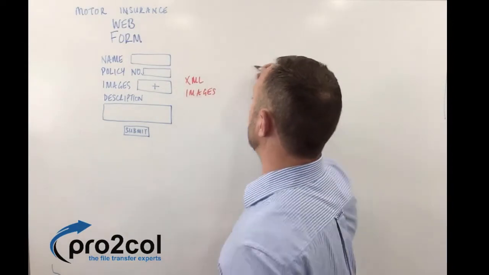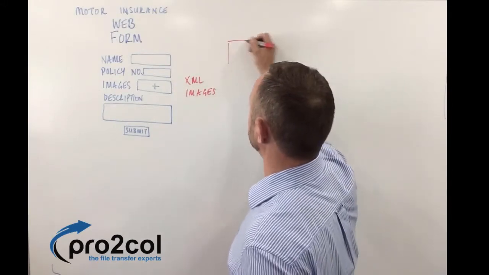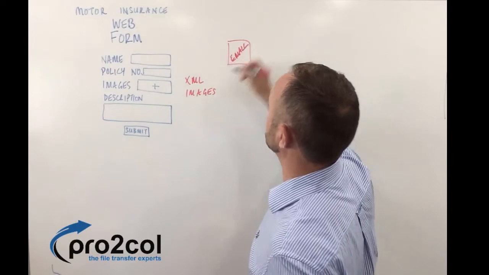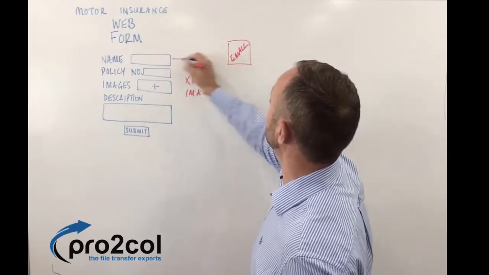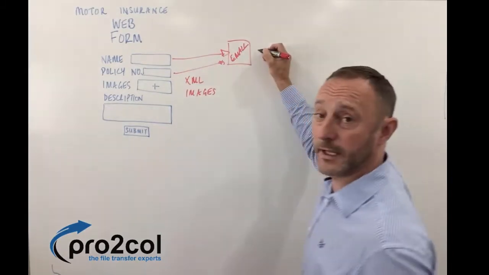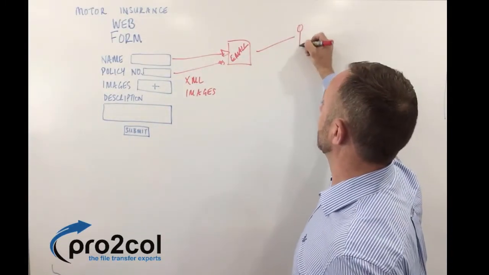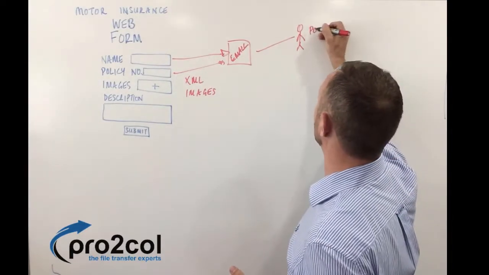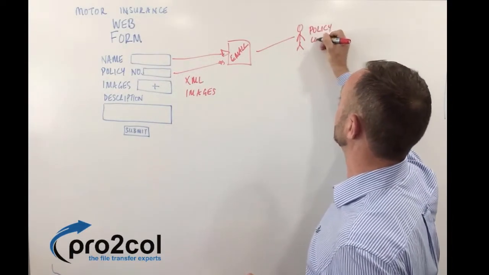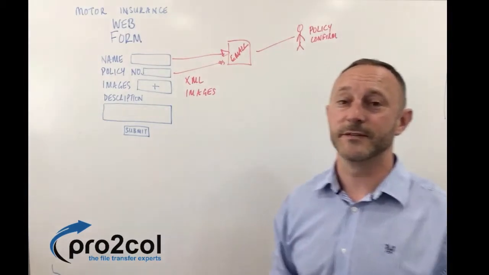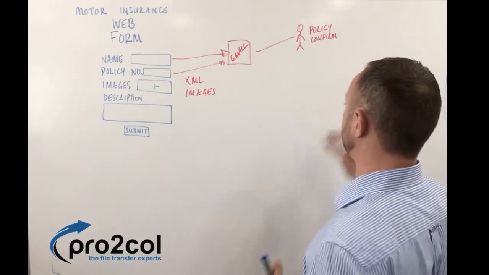So here we'll take an email, we'll capture the name and the policy number, and we can get that email to be sent back to, you'll have to excuse my terrible diagrams, the policyholder, as confirmation that they have received the information.